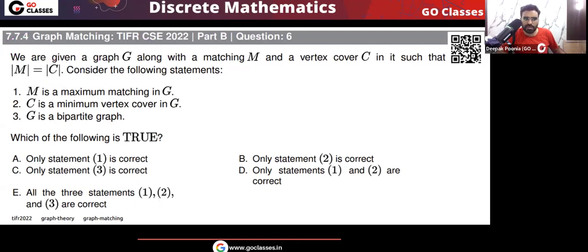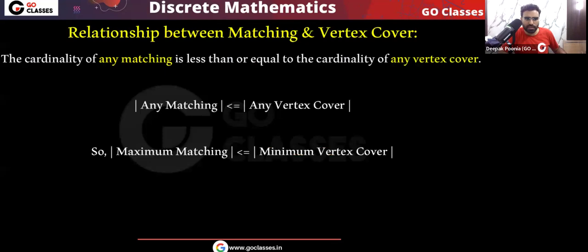Now, to solve this question, you must understand the relationship between matching and vertex cover. This relationship we have already seen in our lectures with proof. Here I will not discuss the proof, but I will tell you what is the relationship between matching and vertex cover. Okay, so let's quickly see the conclusion. The relationship between matching and vertex cover.